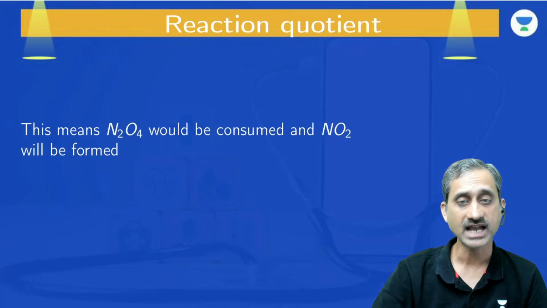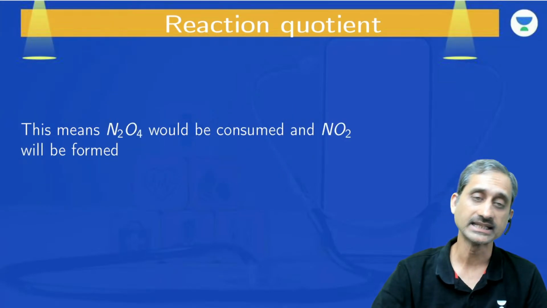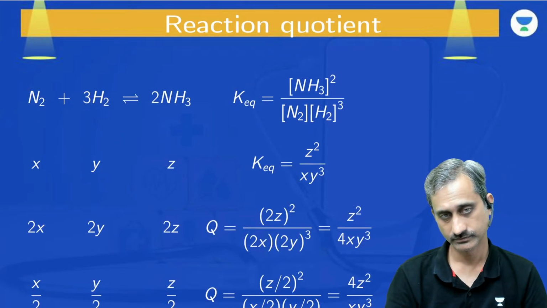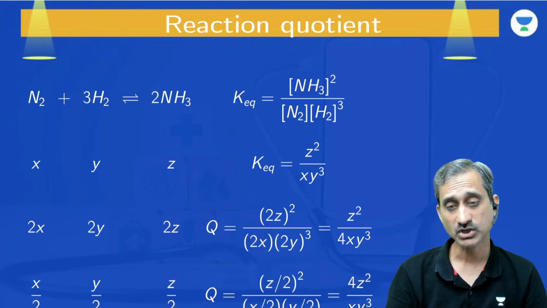Q is less than K, the reaction would be shifting in the forward direction, and then N2O4 would be consumed and NO2 would be formed. Now let's talk about the third reaction. Haber's process of manufacture of ammonia.